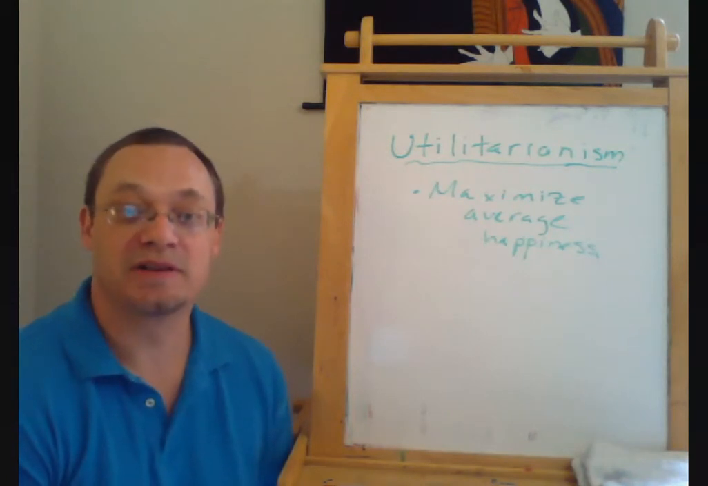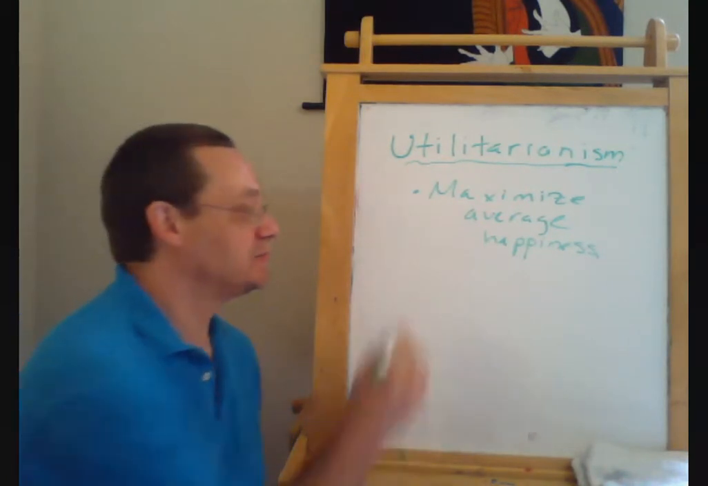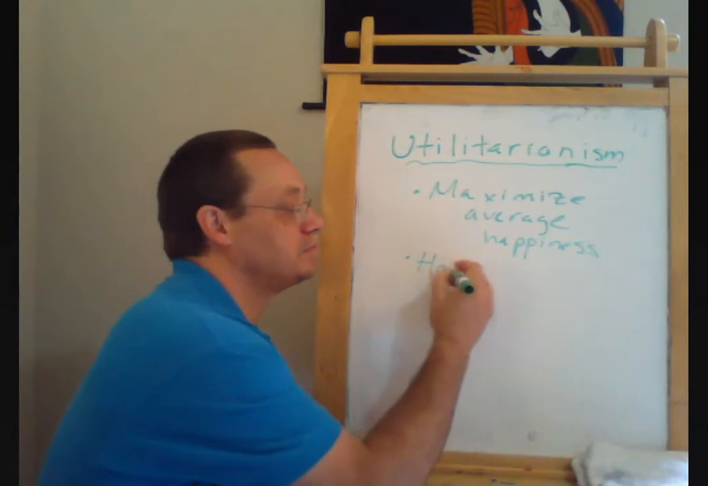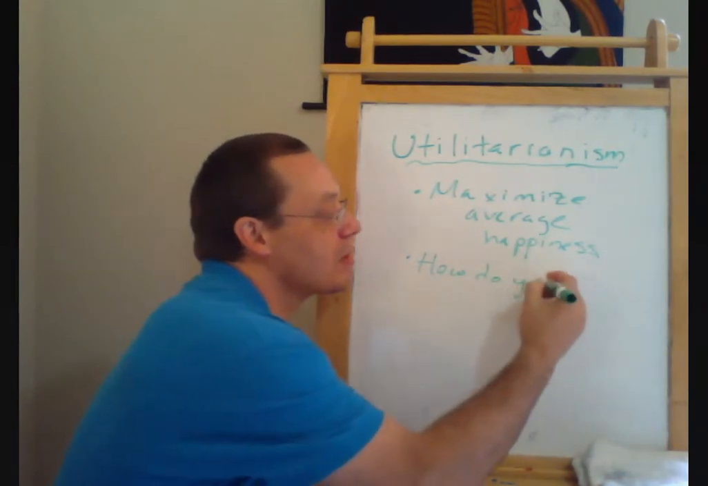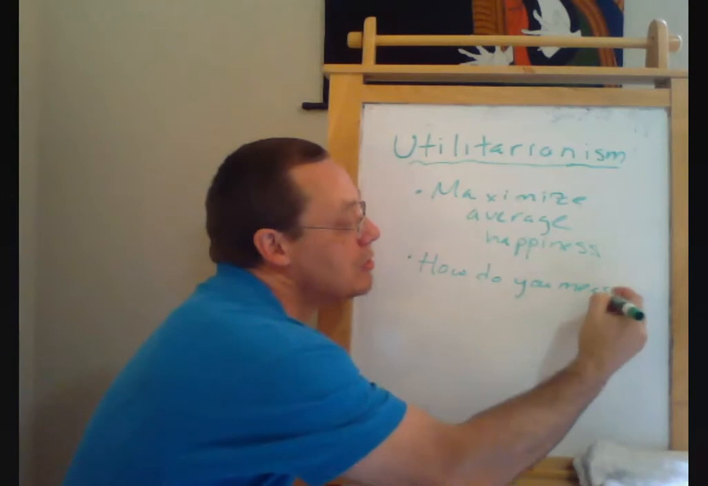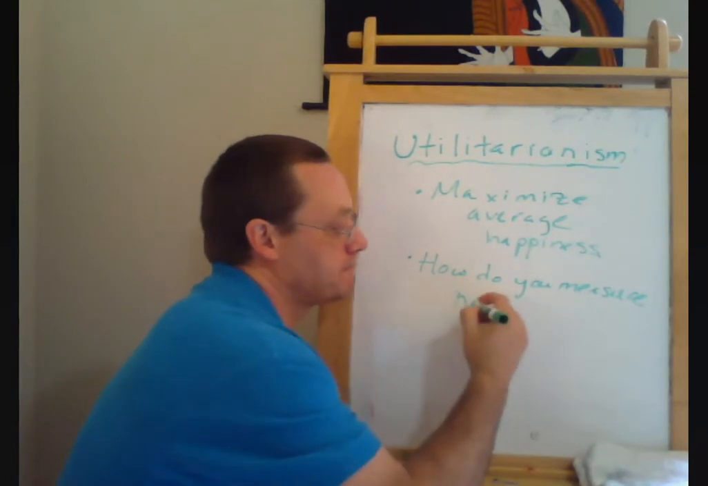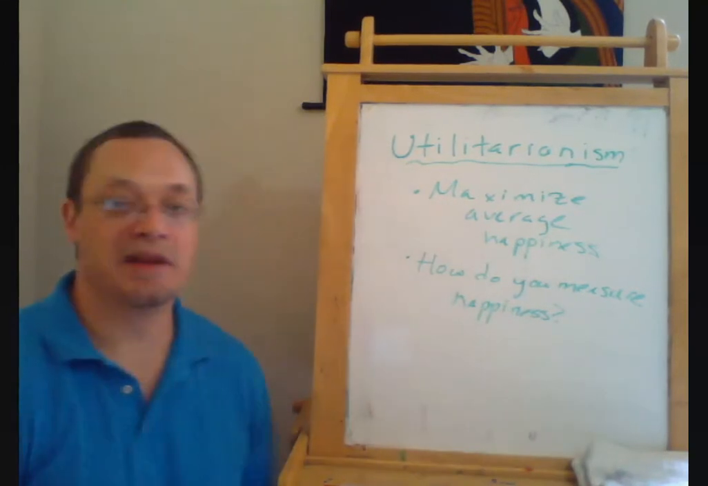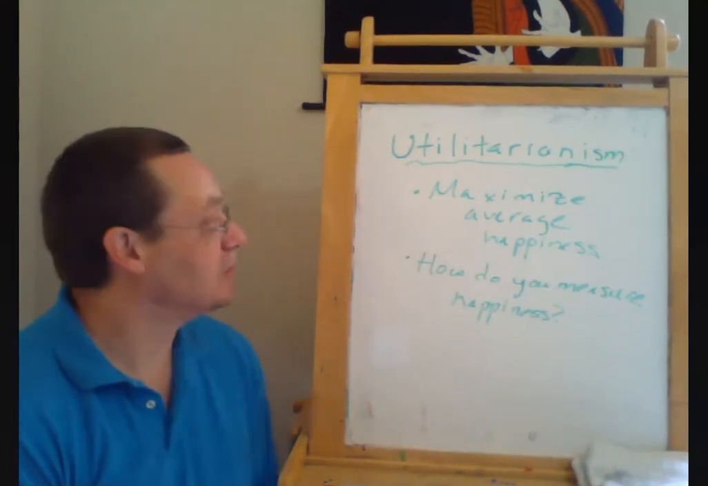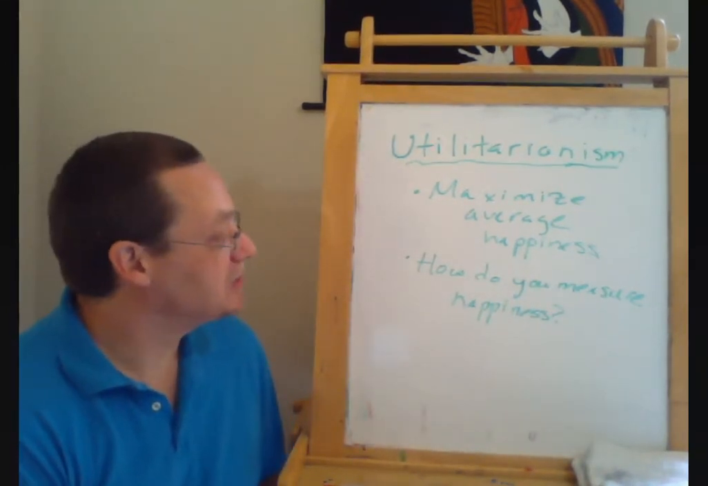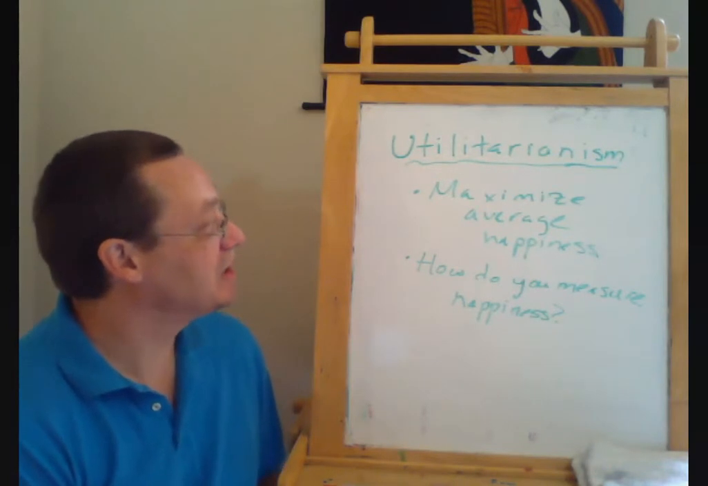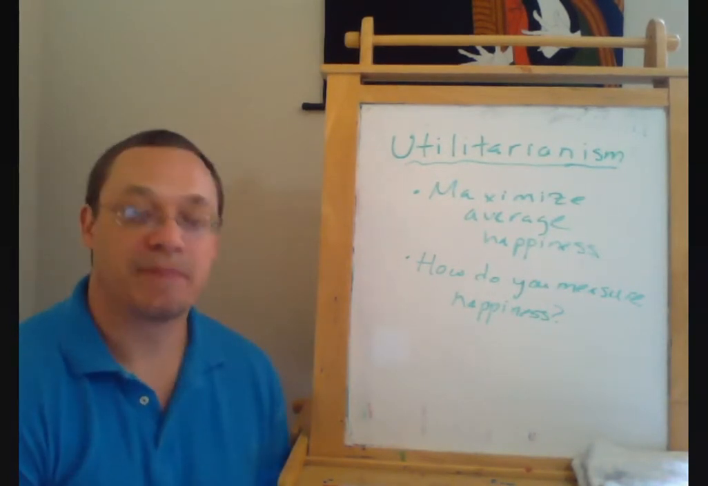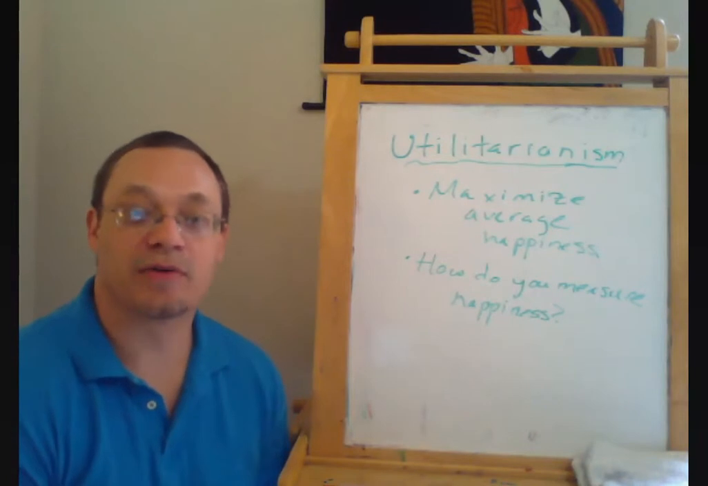The first one is basically, how do you measure happiness? So that's an implementation problem. How do we do that? There are some deeper problems too, which essentially ask: do we treat happiness the same across individuals?